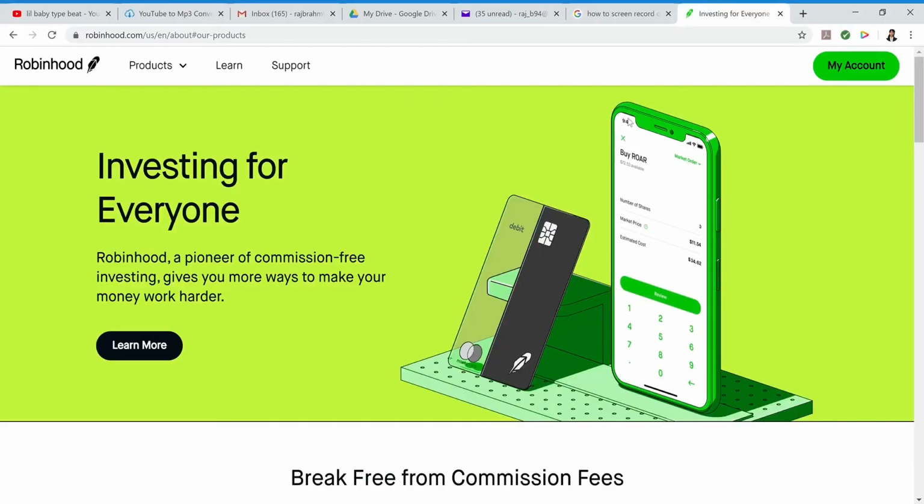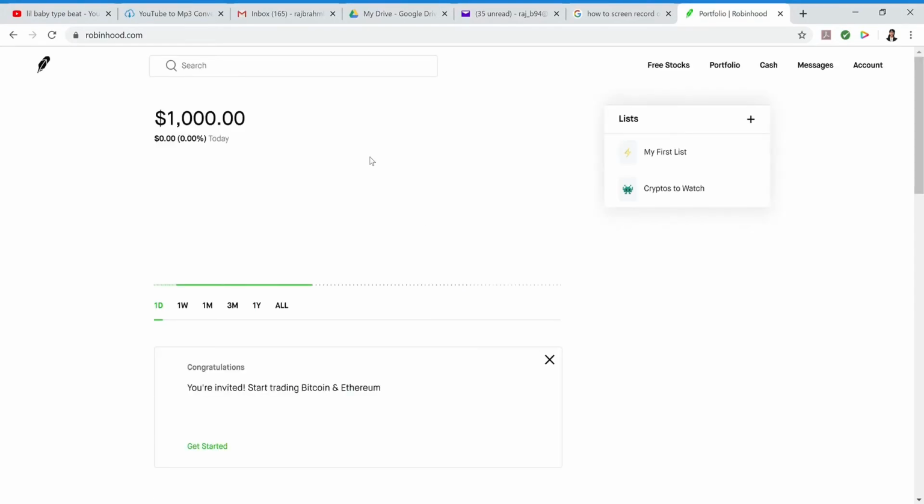And here we go. I'm about to show you what I do. All right, so this is what Robinhood.com looks like. I clicked on my account. If you don't have an account set up already, go ahead and sign up and log in and do all that. Have your bank account information ready to go.